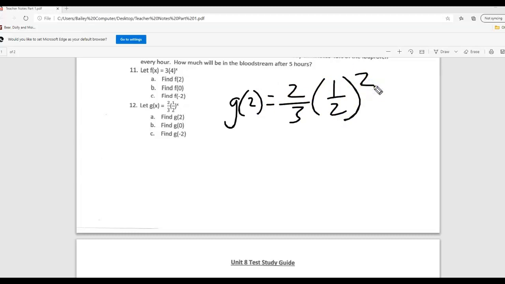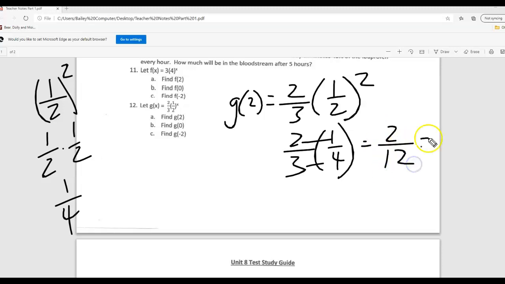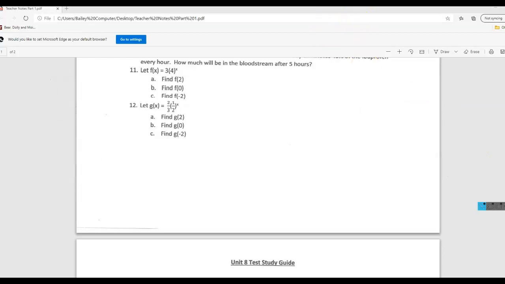Now, in this case, we're squaring the 1/2, which means you do 1/2 times 1/2, right? I'll show my work here on the side if you want. 1/2 squared means 1/2 times 1/2, which basically just means 1 over 4. So we end up with 2/3 times 1/4. And then top times top, bottom times bottom gives me 2 over 12, which can be reduced to 1/6 as our final answer there. You do need to reduce if possible.